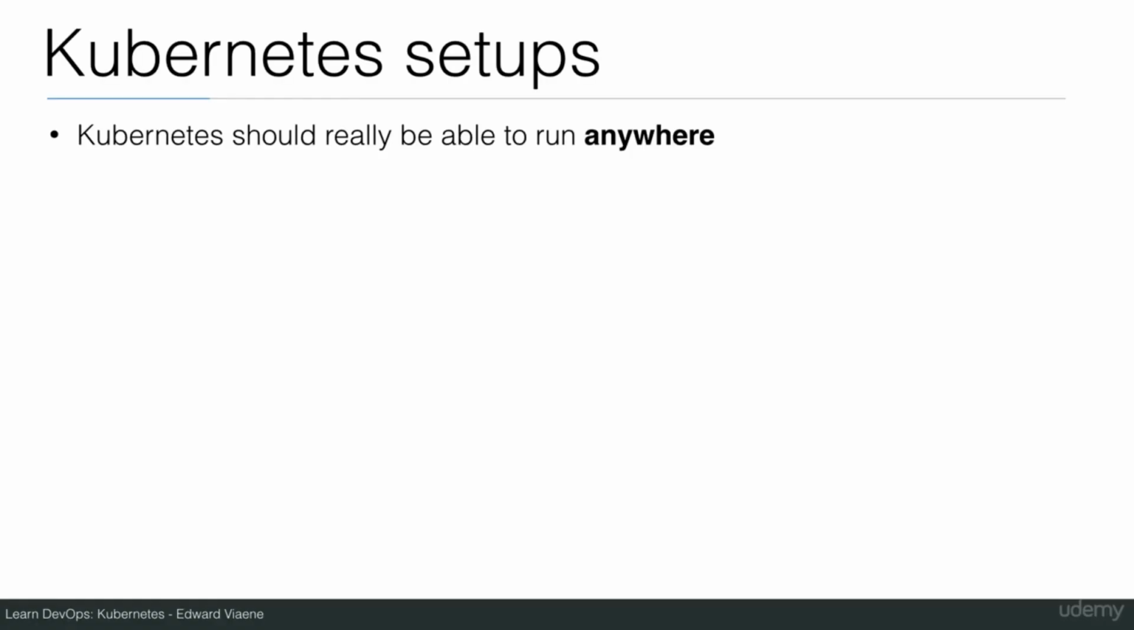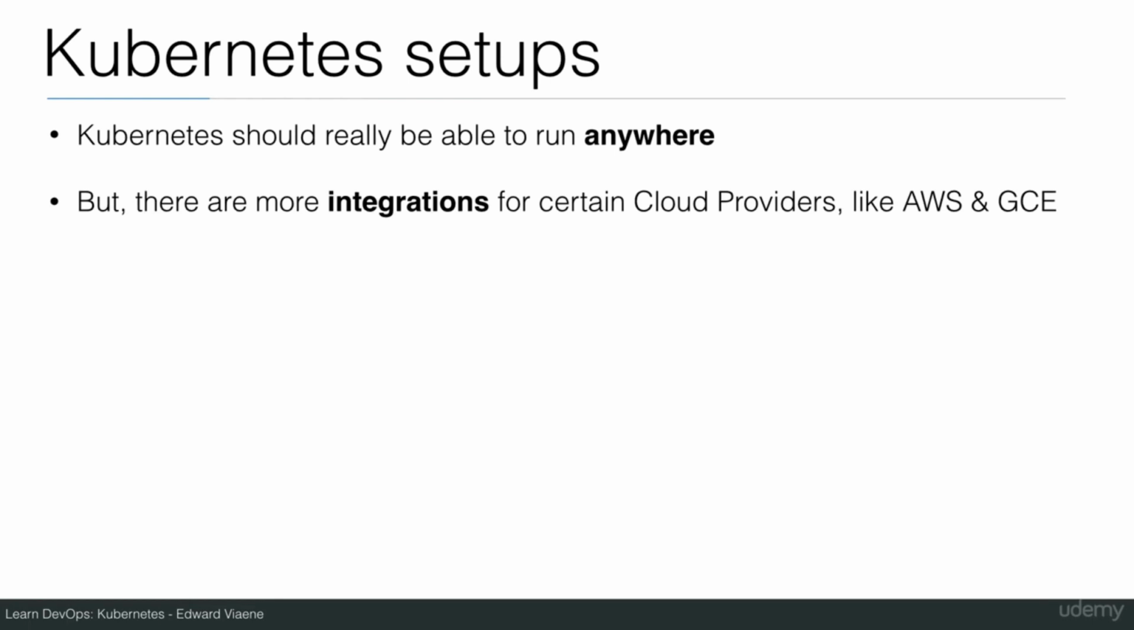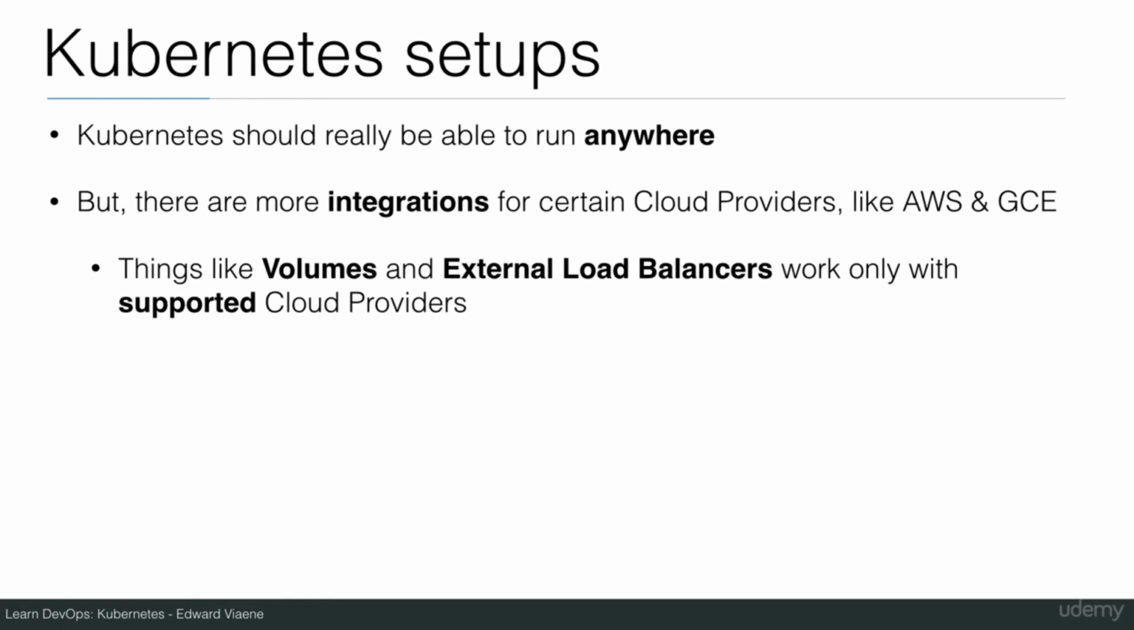Kubernetes should really be able to run anywhere, but there are more integrations for certain cloud providers like AWS and Google Cloud. Things like volumes and external load balancers work only with supported cloud platforms. So if the integration for your cloud platform is not available, then you can still use Kubernetes, but you will not be able to use volumes and external load balancers. For AWS and Google Cloud, this is available. Also for Azure, this is available. So for the main providers, this is already available. Other providers have different types of support. You'll have to take a look in the documentation at the cloud provider plugins to see which ones are supported.